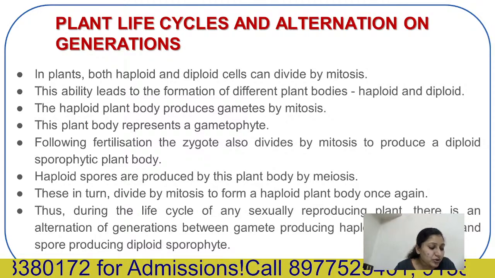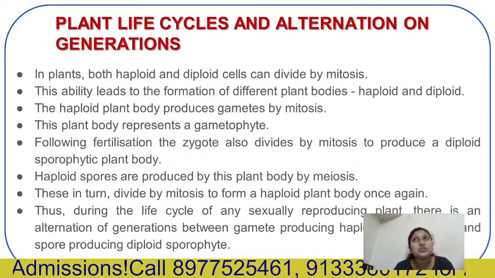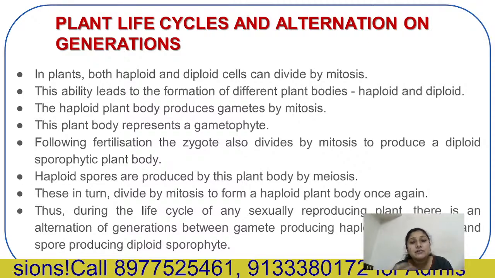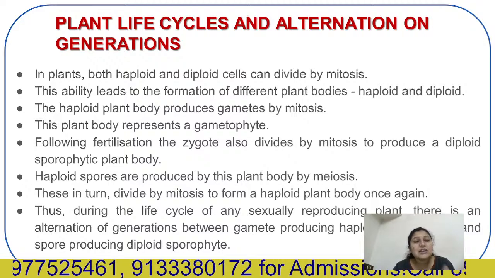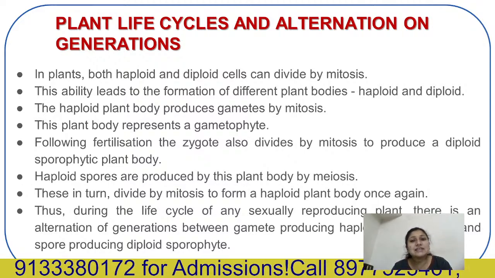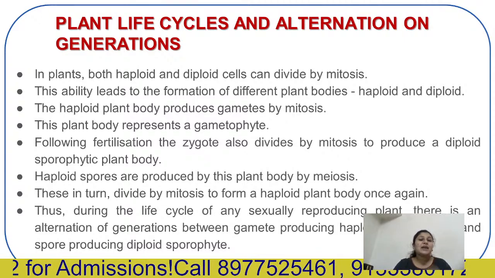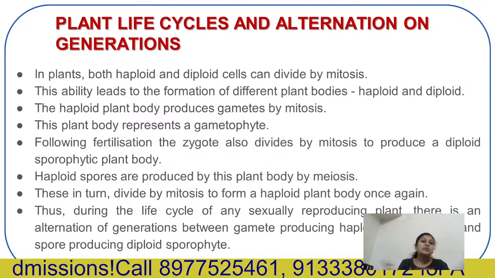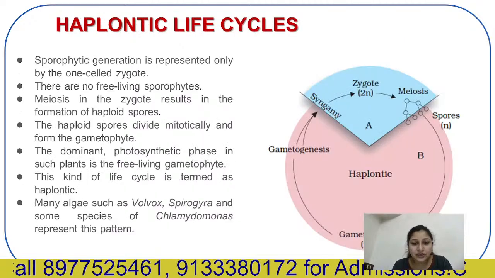For fusion we require, after fusion only it will undergo multiple divisions. But in case of plants this happens. That's why some of the life cycle remains as a haploid body, some of the life cycle they live as a diploid body. That's why they can continuously alternate their generation. This is called alternation of generation.